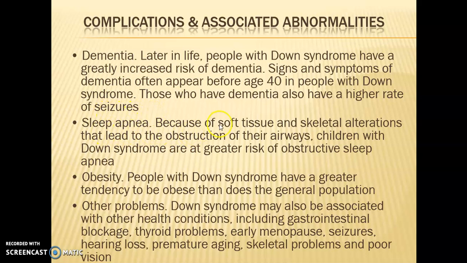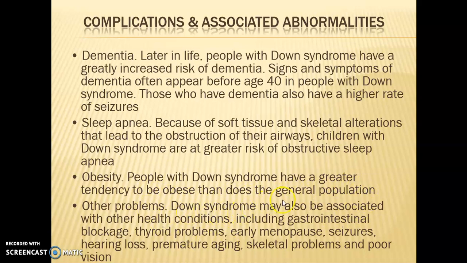Sleep apnea. Because of soft tissue and skeletal alterations that lead to obstructions of their airways, children with Down syndrome are at a greater risk of obstructive sleep apnea. So this is also another life-threatening problem. Obesity. People with Down syndrome have a greater tendency to be obese than does the general population.